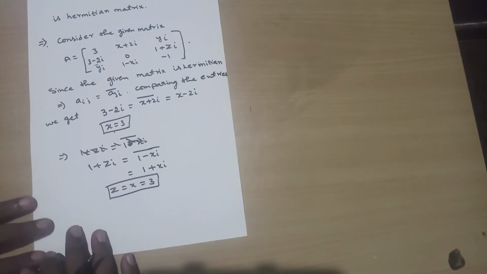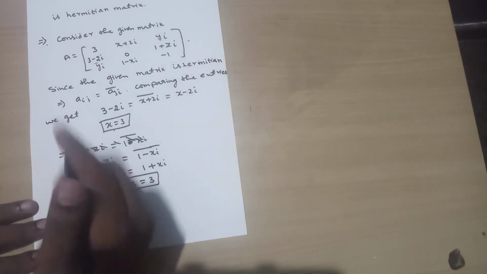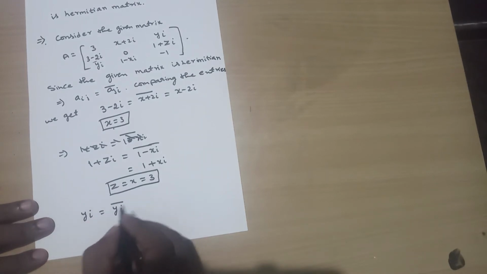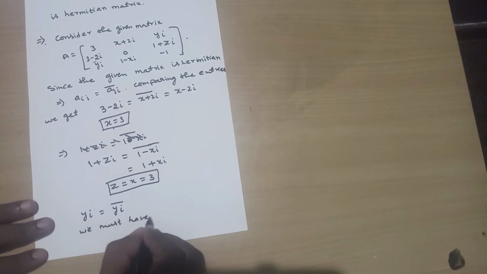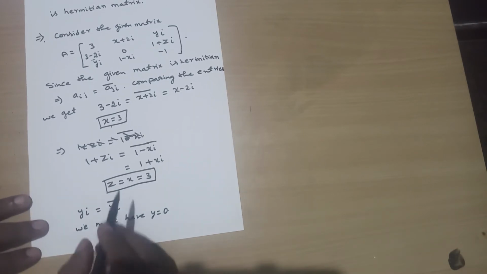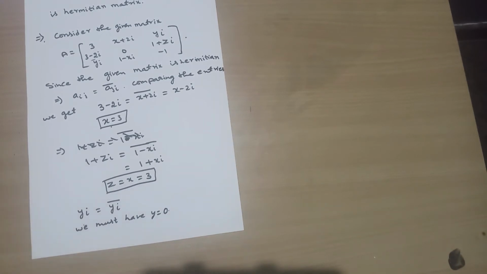Now we have to find y. So here we have yi is equal to the conjugate of yi. So this implies that we must have y equals 0. Remember that one. Okay, so what do you get? x equals z equals 3 and y is equal to 0. Now I'll take another problem.